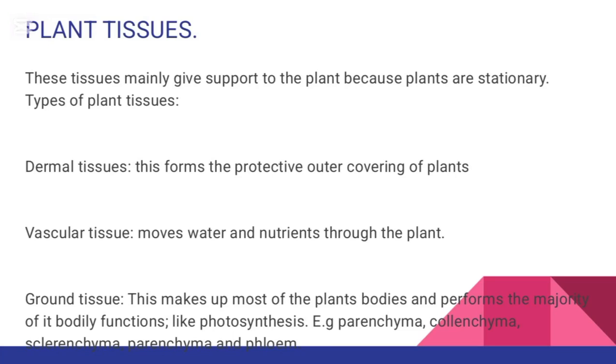The first type of plant tissue is the dermal tissue. This is the outer covering of the plants. It's the bark, the part that provides outer protection for the insides of the plant. The second are the vascular tissues. These move water and nutrients towards different parts of the plants. And the ground tissue makes up most of the plant's body and performs the majority of its bodily functions, like photosynthesis. Some examples of these ground tissues are collenchyma, sclerenchyma, parenchyma, and phloem.